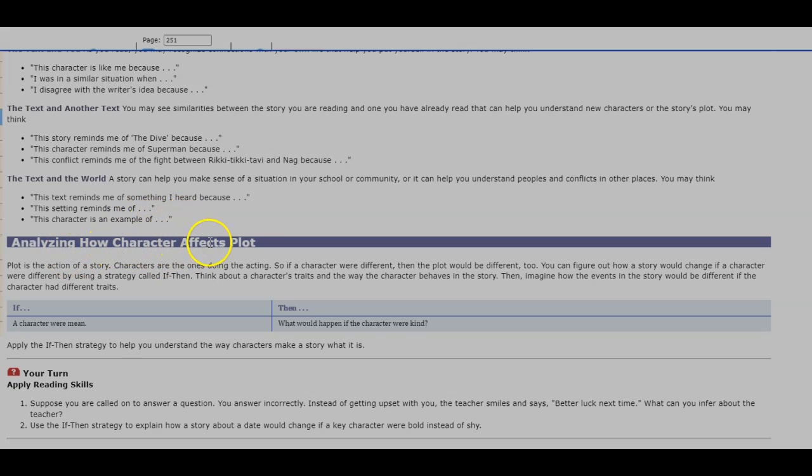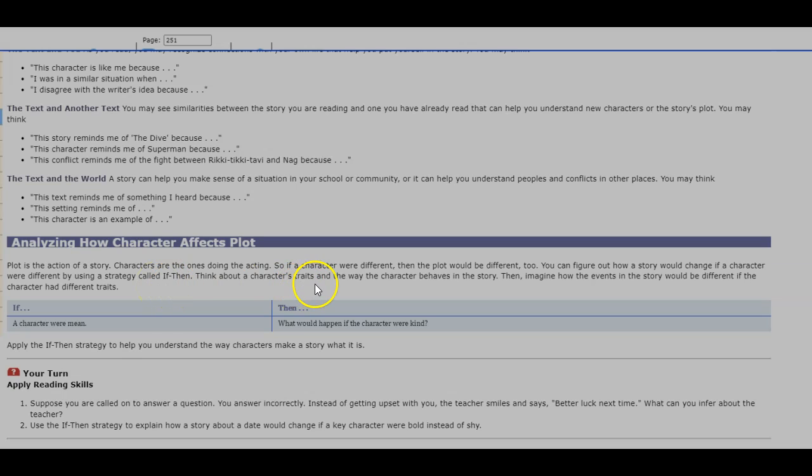Analyzing how character affects plot. Plot is the action of a story. Characters are the ones doing the acting. So if a character were different, then the plot would be different too. You can figure out how a story would change if a character were different by using a strategy called if-then.